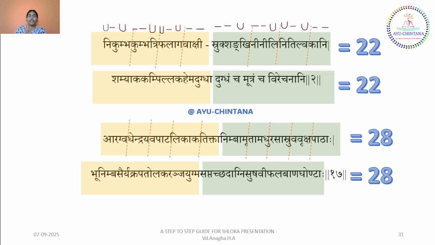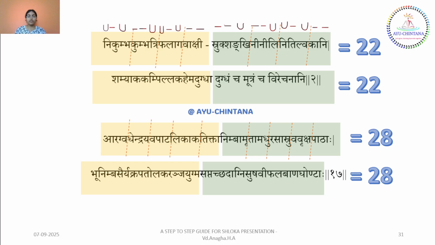So 14 letters, how do you make them into ganas? Because each gana should have 3 letters as a group. So 14 can be divided as 12 plus 2. That is, 3 fours are 12: 4 groups of 3 and 2 extra. That is 3 plus 3 plus 3 plus 3 plus 2. So from the example we can understand that Aragva is one gana, Dhendraya is one more, Vapata is one more, Likaka is one more gana, and the ending is a guru. That means the last letter of a pada will always carry the guru mark over it.